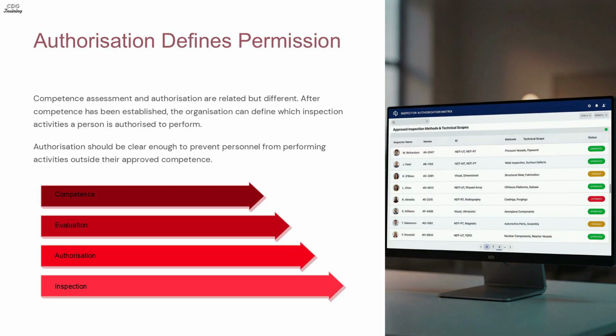Competence assessment and authorization are related but different. After competence has been established, the organization can define which inspection activities a person is authorized to perform. Authorization should be clear enough to prevent personnel from performing activities outside their approved competence.